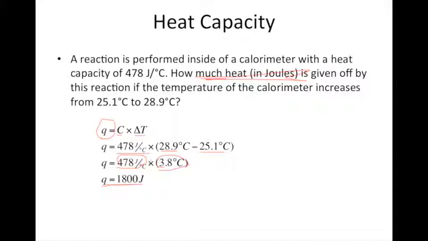Now, note that this number here is how much heat was absorbed by the calorimeter, because we're actually measuring the change in temperature of the calorimeter. However, if this is the amount of heat that is absorbed by the calorimeter, then this is also the amount of heat that is released by the reaction, assuming that all the heat that is released is absorbed by the calorimeter. So the 1800 joules is the amount of heat released from the reaction and also the heat absorbed by the calorimeter.